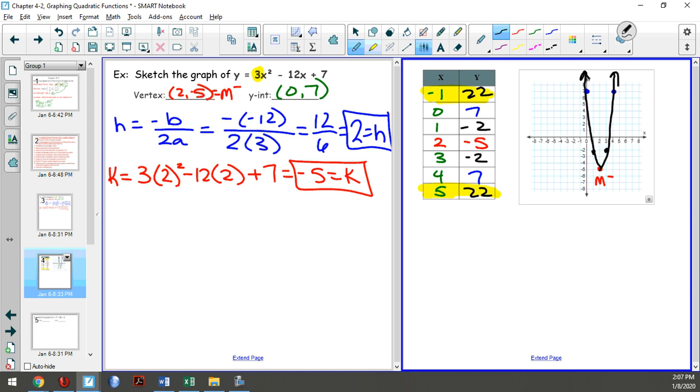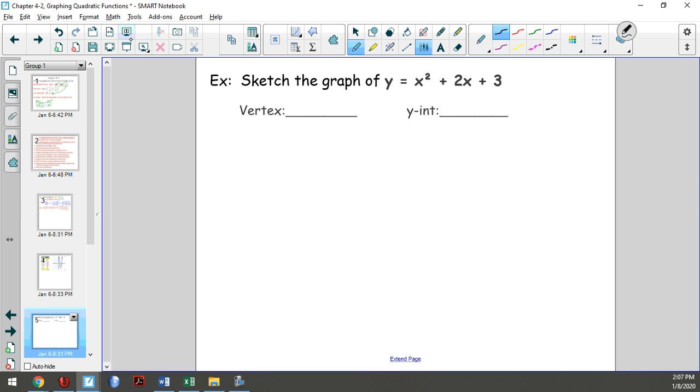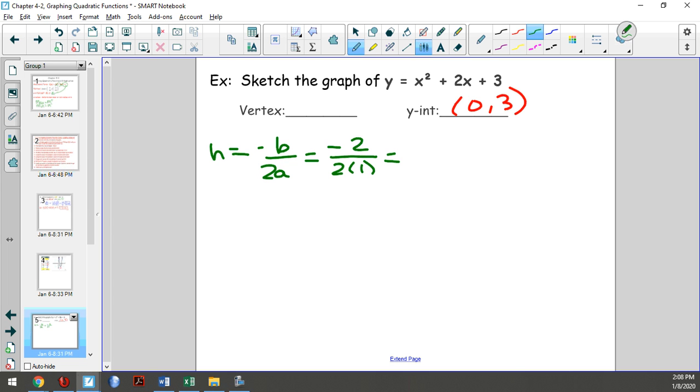Okay, let's do it again. What's the first thing I should find on this graph? The y-intercept, which is what? Y-intercept is 0, 3. What's the second thing I should find? I need to find the h value, which is -b over 2a. So that's going to be negative times a 2 over 2 times a 1, which gives me -2 over 2, which is -1 as my h. So I found my h.